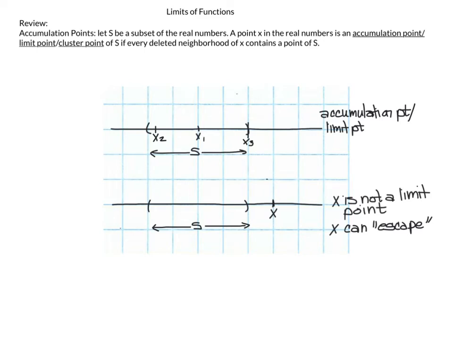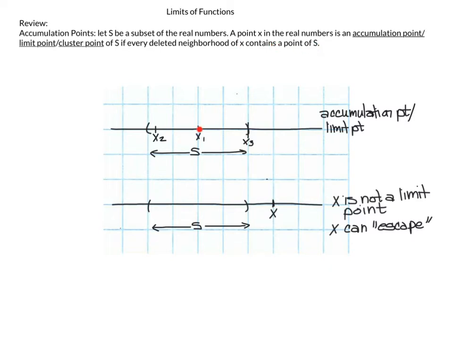Let S be a subset of real numbers. So here I've drawn on a real number line an open interval which I'll call S. That's our subset of real numbers. A point X in the real numbers is an accumulation point, also called a limit point or cluster point of S, if every deleted neighborhood of X contains a point of S.